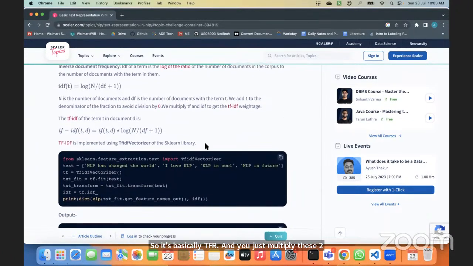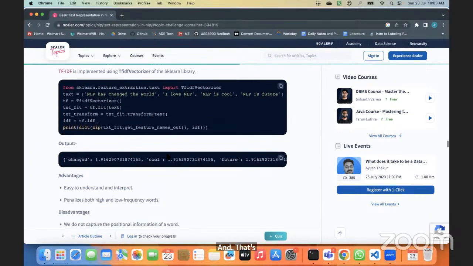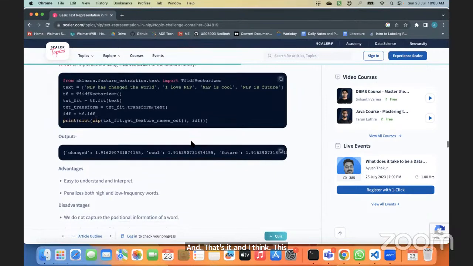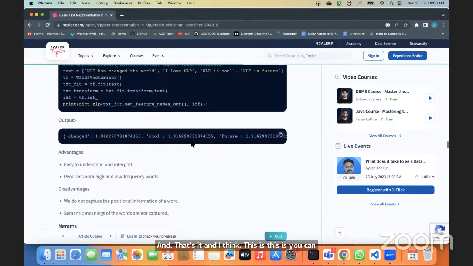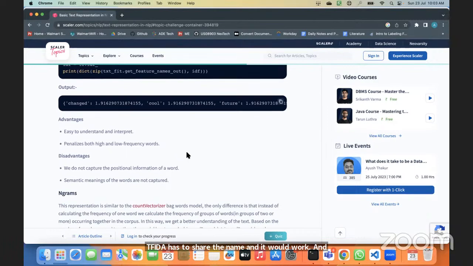And that's it. I think you can just try this code out, TF-IDF. I'll share the link and it would work. And yeah, so what are the advantages here? It's easy to understand and interpret, and it also penalizes both high and low frequency words, right?